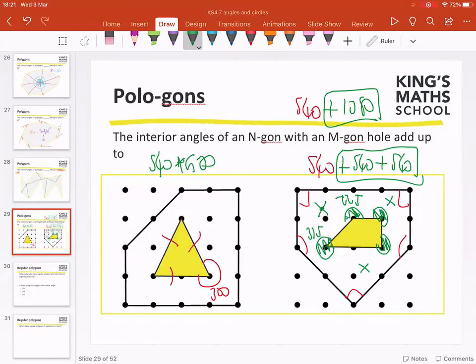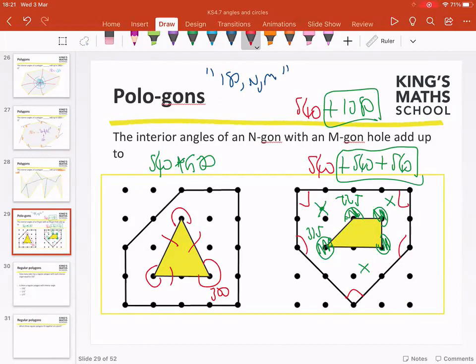So if you have an N-gon with an M-gon hole, what happens? Is there a formula? And there is. There's a really nice formula. So something for you to explore, perhaps even with your year 11s next week. There is a formula with 180 and M in it for the sum of all the interior angles, defined as we have done here this evening. So counting those as the interior angles.